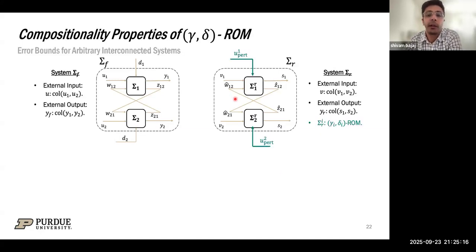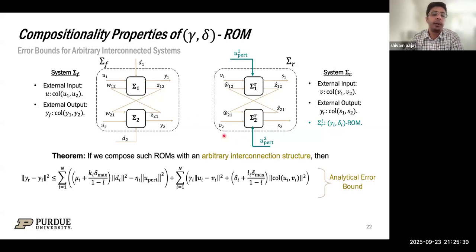The way we address this in our framework is that we reduce these systems using our gamma delta reduced order model method, and that is why I now have these perturbation signals acting on these two systems. And once I obtain these sigma 1R, sigma 2R, I connect them in the same interconnected structure as the true system. And once we do this, what we can show is that for any arbitrary interconnected structure of a composite system of n systems, so in this example I'm considering n equal to 2, but the result holds for any n, we have an analytical error bound between the external outputs of the system.